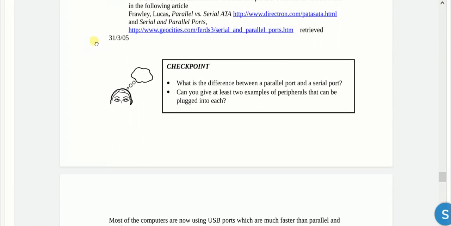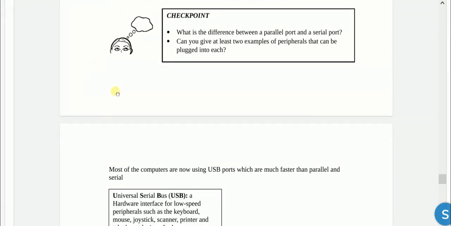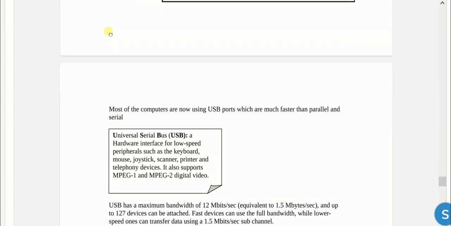Zoom will break in a few seconds. All right, so just in case it breaks, don't be surprised by it.